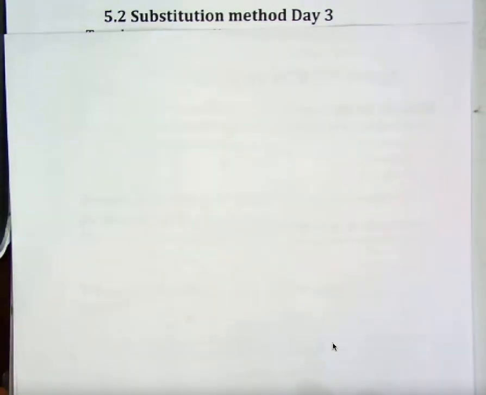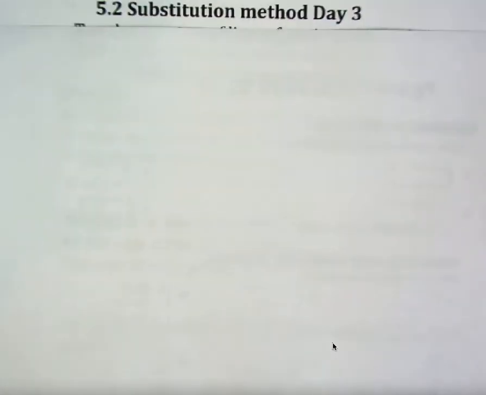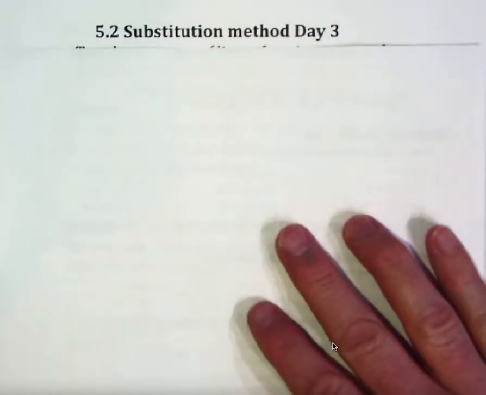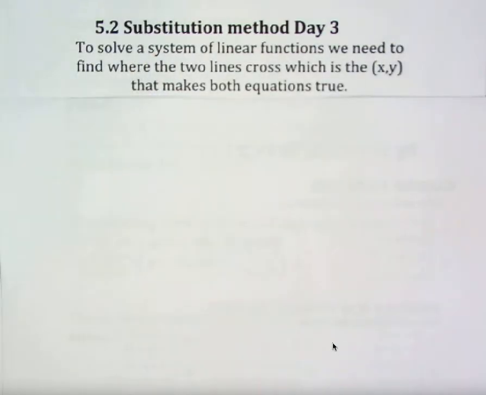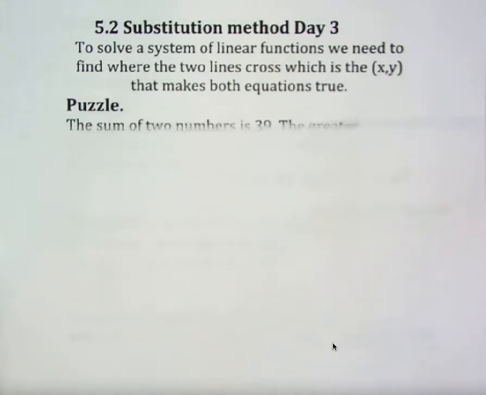All right, this is 5.2 substitution method, day 3. Okay, so give yourself that heading. And just to remind you, to solve a system of linear functions, we need to find where the two lines cross, which is the x and y that makes both equations true. I just want to keep reminding you, when we solve systems, we're finding the point where the two lines cross, but it's also the x and y that makes it true.